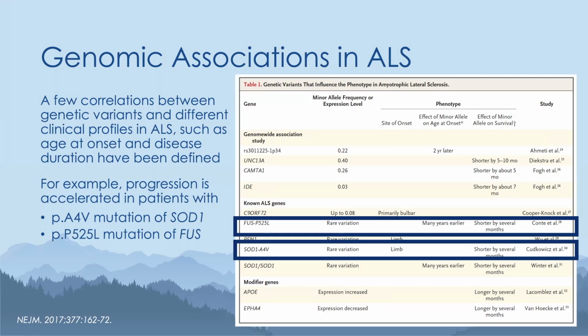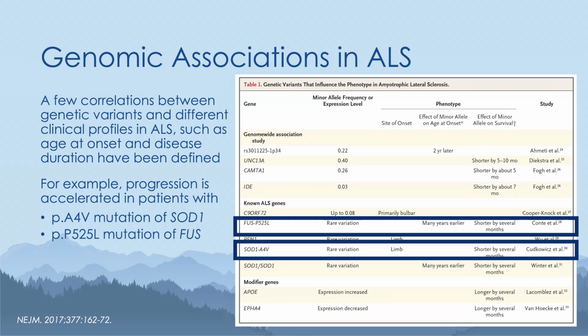There have been a number of genomic associations associated with ALS in the literature before. However, they have been small in number, and the evidence supporting those associations has been meager. Nevertheless, the data that has been presented does suggest that there may be genomic associations with ALS, as I'm highlighting in this table from a recent New England Journal of Medicine review.